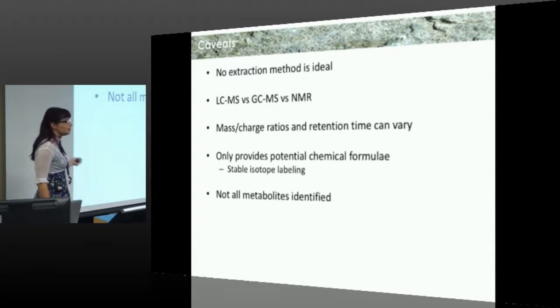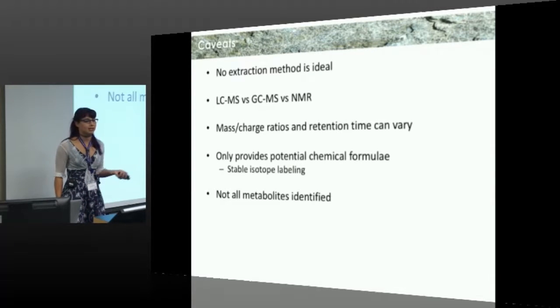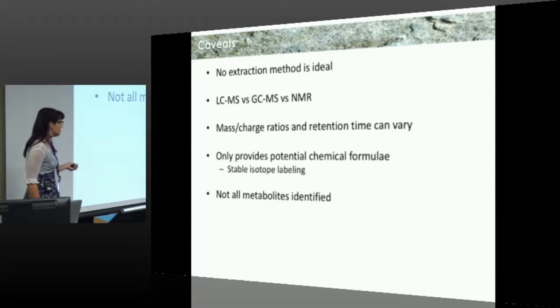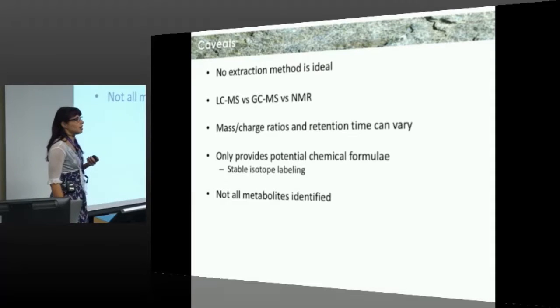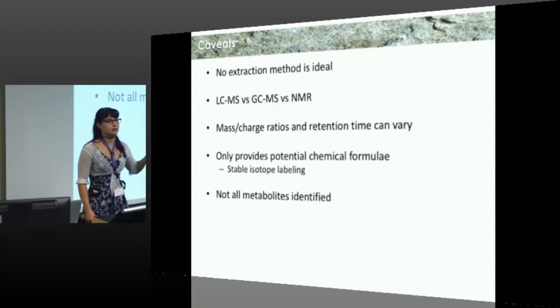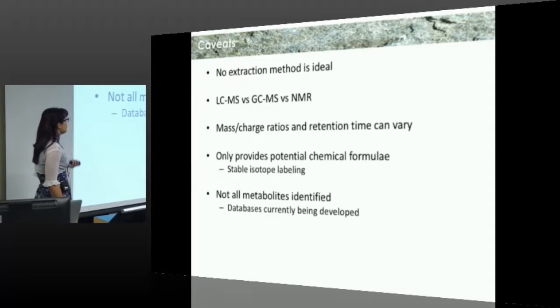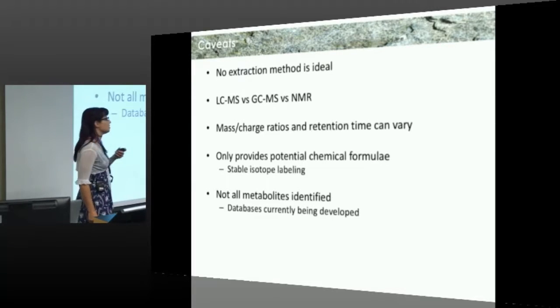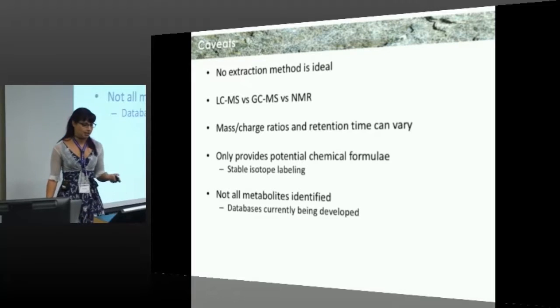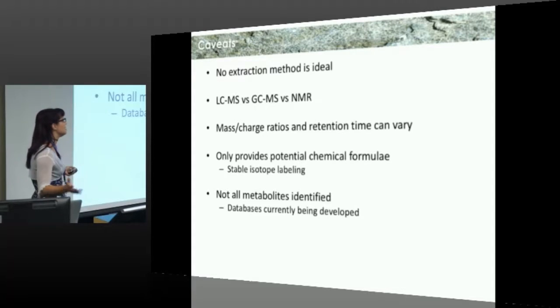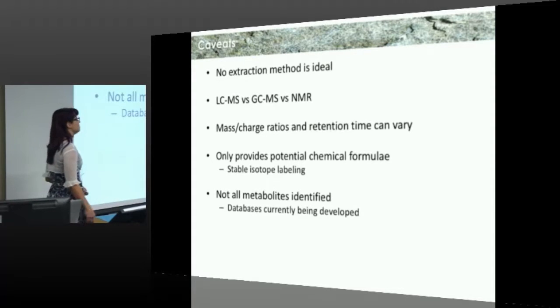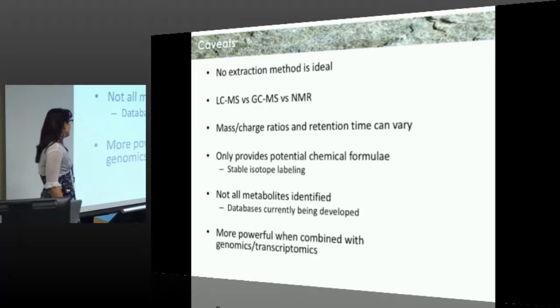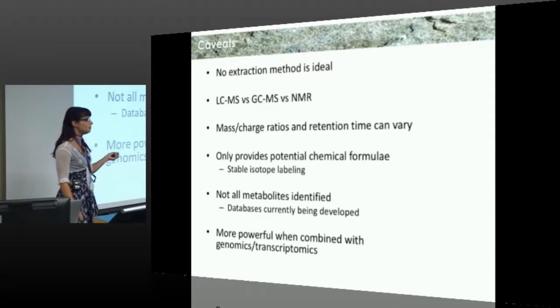And obviously, we haven't identified every single metabolite that exists. There's a lot of them. And there's a lot of what we call unknown unknowns. We don't know that it's there, and we don't know what it is. So that's also an issue. But databases are currently being developed, and they're constantly being added to, and work like this helps enhance the development of these databases.